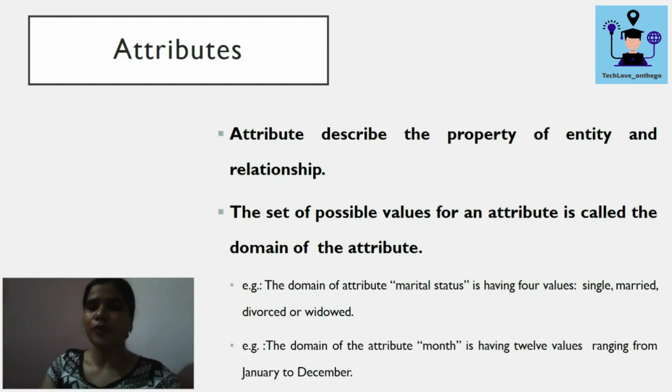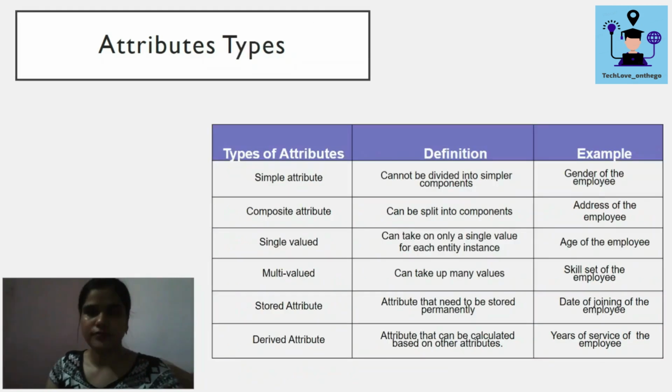The domain of the attribute month has 12 values ranging from January to December. Whenever I ask what is your birthday month, you can answer from January to December. So the domain of this particular attribute is these 12 values.